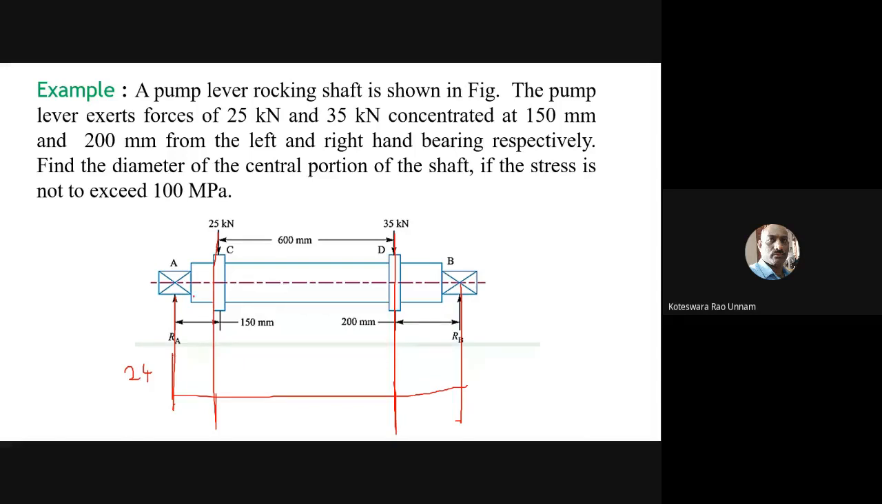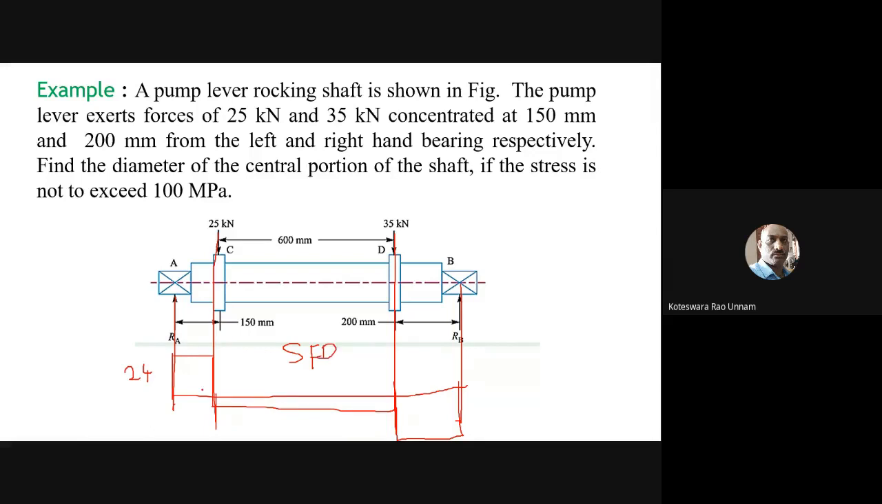Between these two points there is no other force, so I need to draw a horizontal line. Then here you have a 25, so you will get a little bit something like this. Then it will move like this and go further down because of 35 kilonewtons. So like this, this is going to be your SFD.